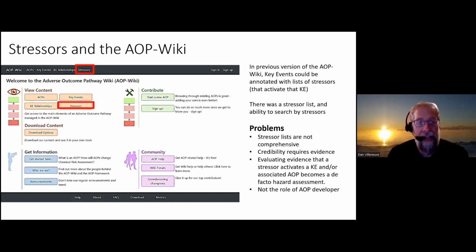And so this rightly led to questions about what is the credibility that this particular stressor will activate this key event, and the process of trying to identify what evidence a developer needs to provide in order to make that connection credible really turns into a de facto hazard assessment. And under different regulatory settings and so on, hazard assessments are done in different ways. They require different levels of evidence, different types of evidence. And it's really not the role of the AOP developer to actually do a hazard assessment. And so with this in mind, next slide.